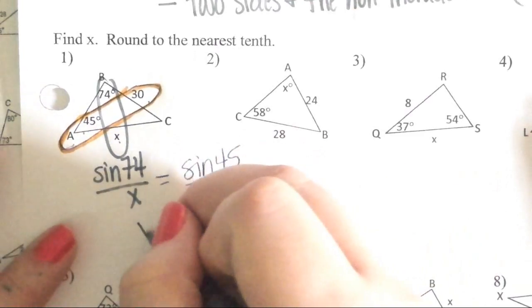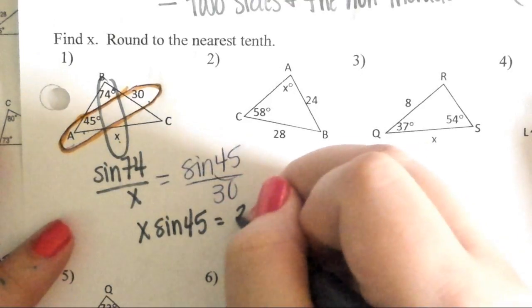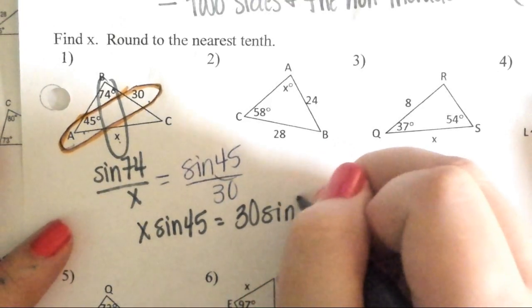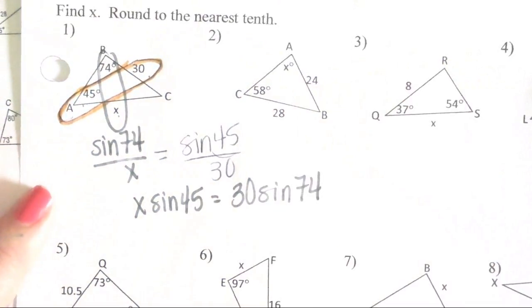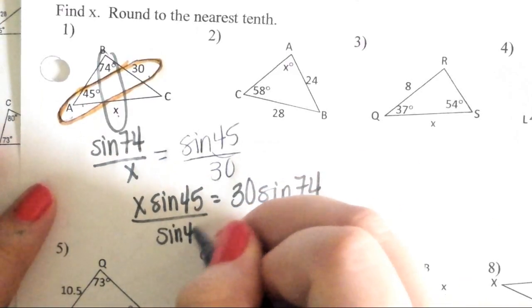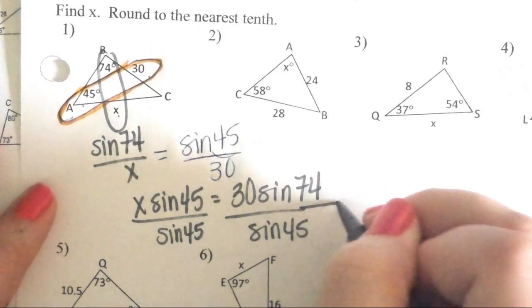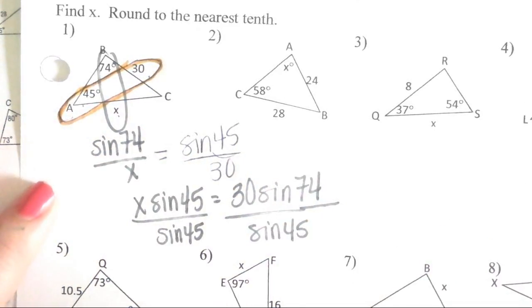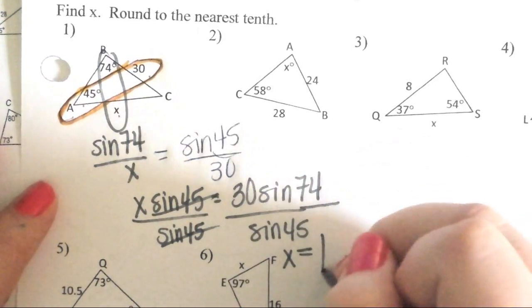Okay, you cross multiply. You get x sine 45 equals 30 sine 74. Is x by itself? No. Who's bothering x? Sine of 45. So we have to divide by sine of 45. Not just 45, sine of 45. Okay, Toby's up to 4 out of 5 points now for trying to solve for x. His 5th and final point comes from him and his calculator.